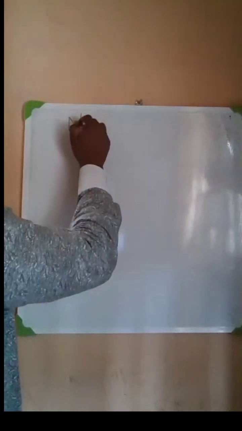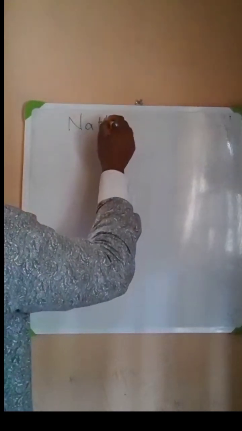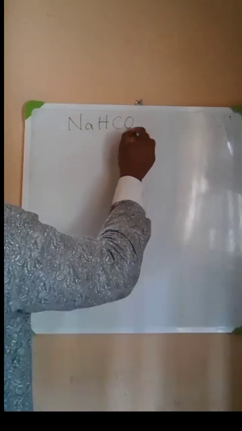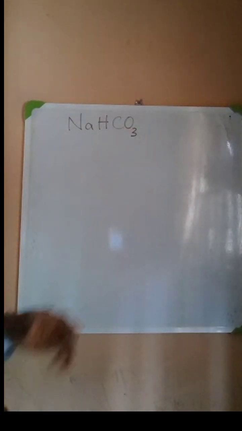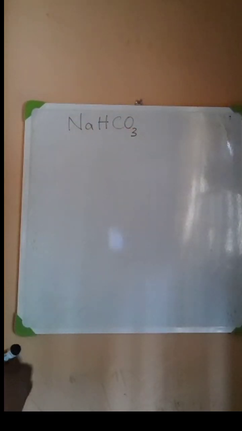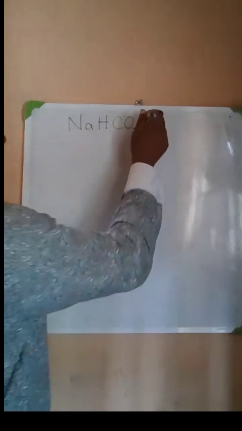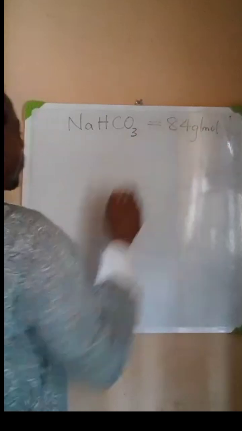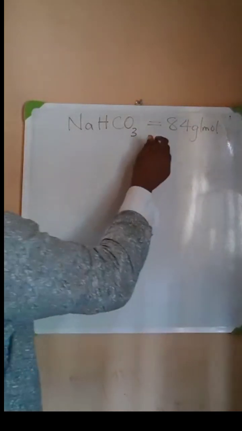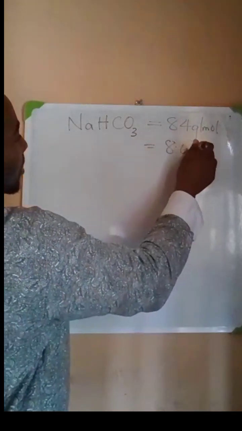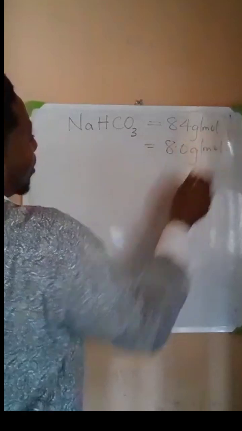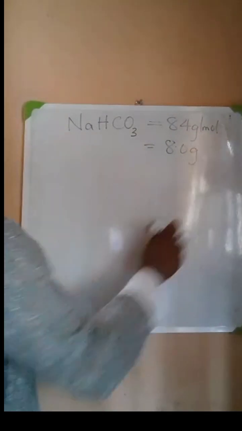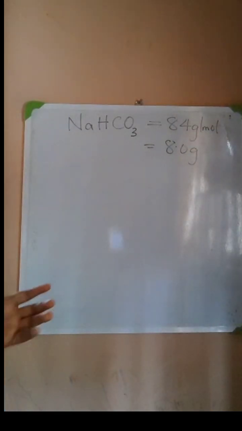Now, let us move over to solution B. In solution B, you are provided with a compound known as sodium hydrogen trioxocarbonate(IV). So this compound is going to serve as the base in the volumetric analysis. The molar mass of this salt is 84 grams per mole, and you're asked to measure 8.0 grams of this salt and dissolve it in 1000 cm³ of the solution.